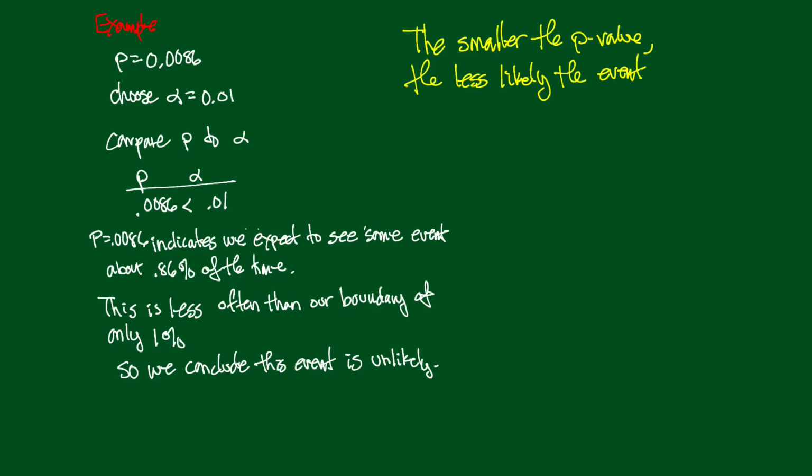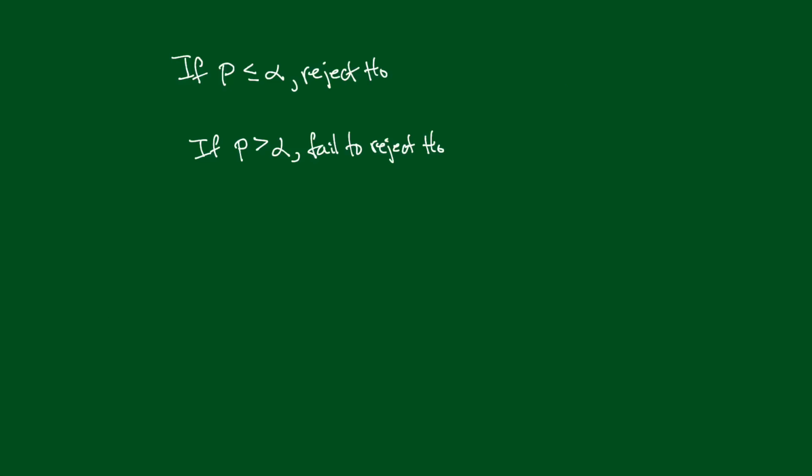So when we run these tests and we get our p-value, we have to have some way of remembering what that p-value tells us to do, reject or not reject. So here's how I think about it. The smaller the p-value, the less likely the event. And less likely to me means that it's unlikely. And if it's unlikely, that means it's unlikely I will see it, and I'm going to reject H naught. Here's what you see in every book. If p is less than or equal to alpha, you reject H naught. If p is greater than alpha, you fail to reject H naught.